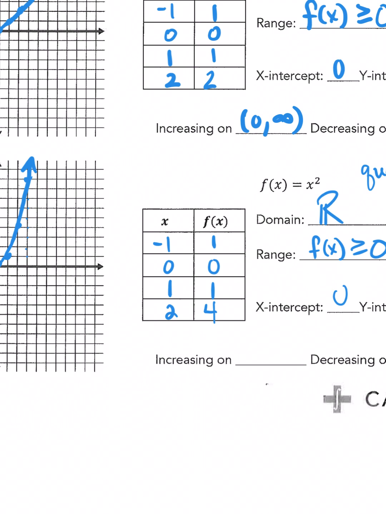Increasing on? Decreasing? -infinity to 0. Boy, those are the exact same stats you have on an absolute value function. The only difference is absolute value is linear on both sides, right? And quadratic is curved, correct?